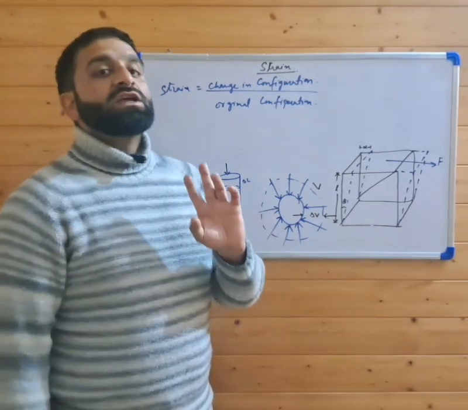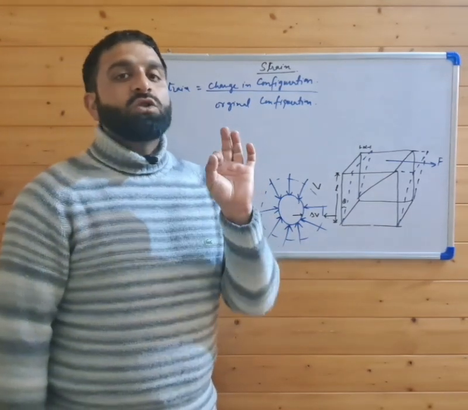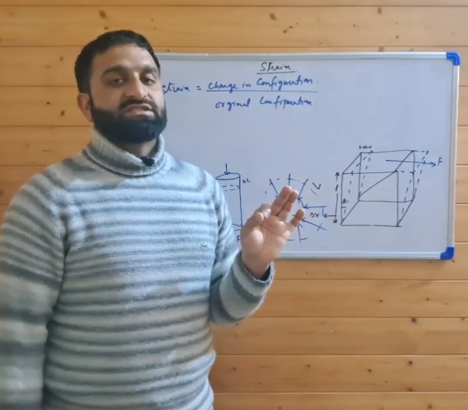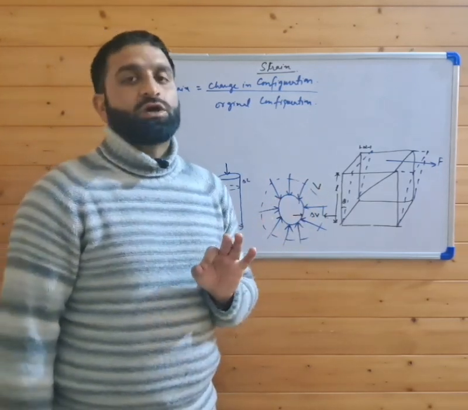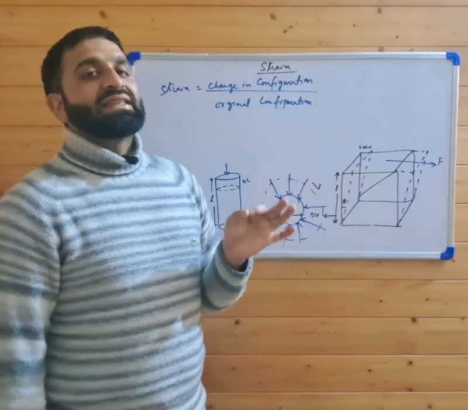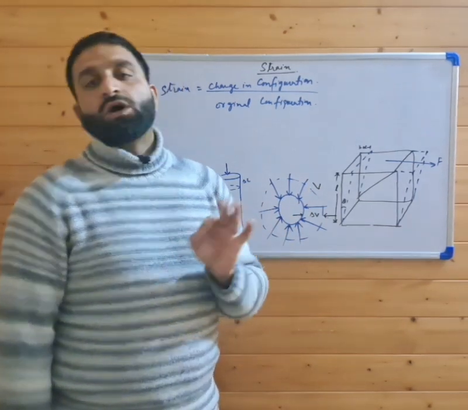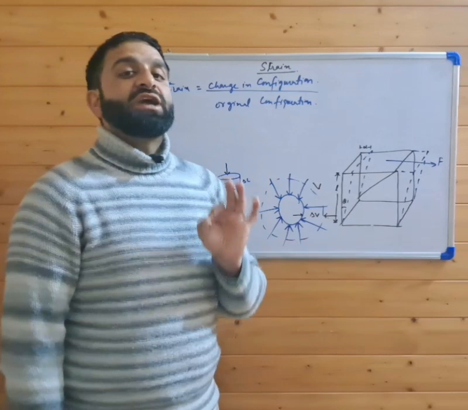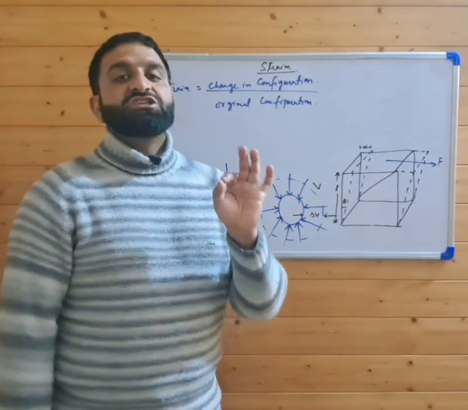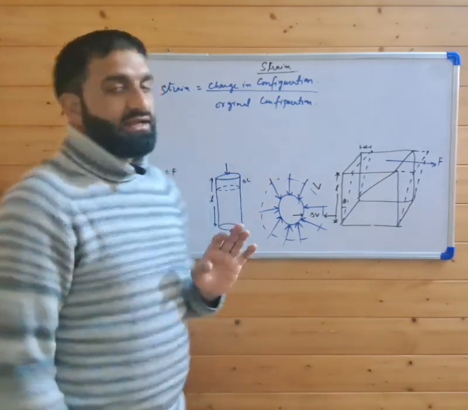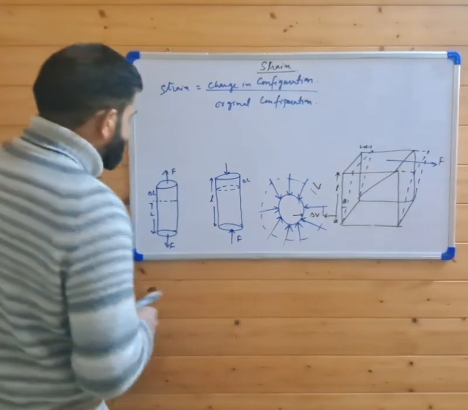So we have got three types of strain. One is longitudinal strain, that gives us the change in length per unit original length. Volumetric strain, that gives us change in volume to the original volume. And shearing strain, that gives us change in length to the original length. Let us take them one by one.